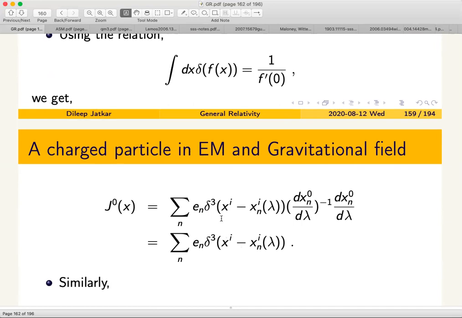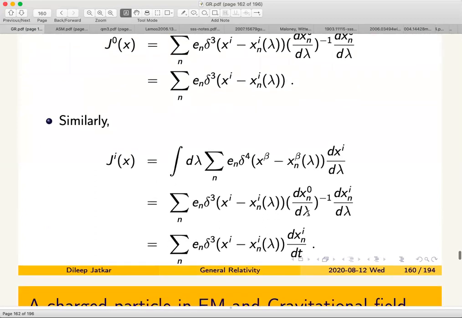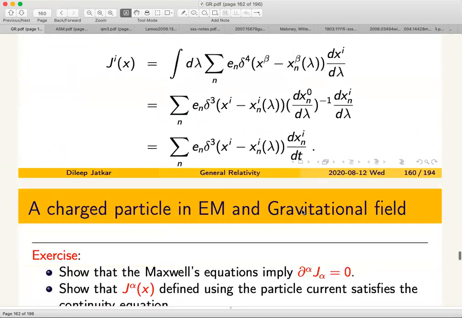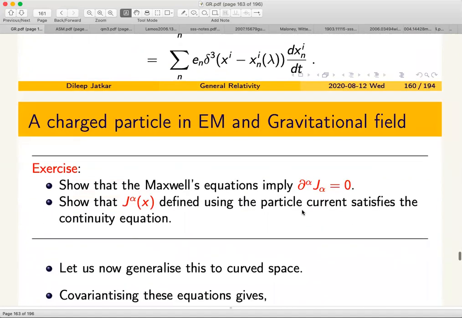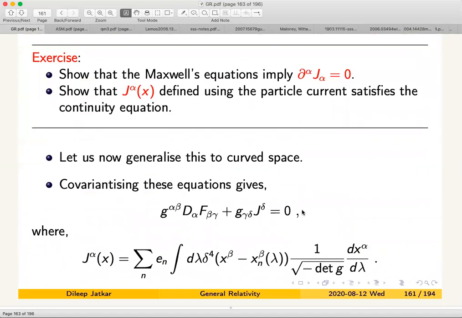Okay, one can do a similar exercise for the current density, and in that case also you would see that you would get dxi by dt under this swap. So there was some exercise that I mentioned, that this was also mentioned last time, I suppose.